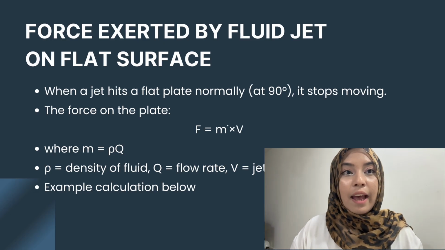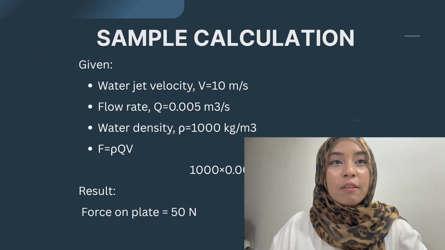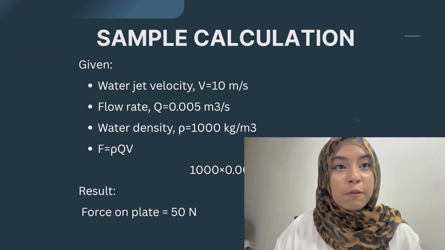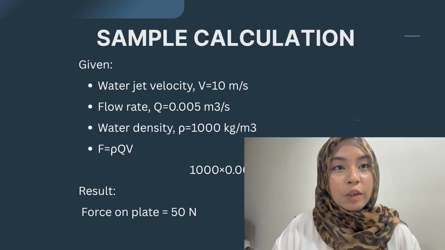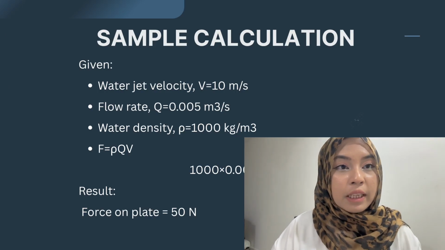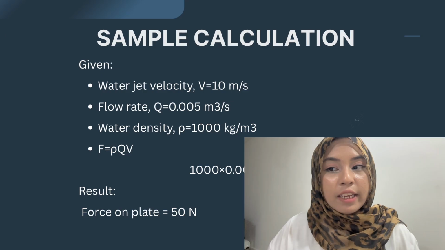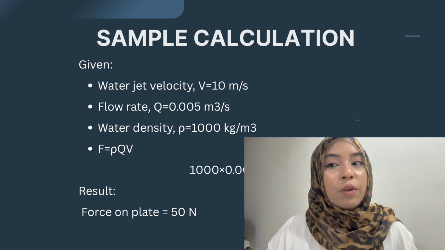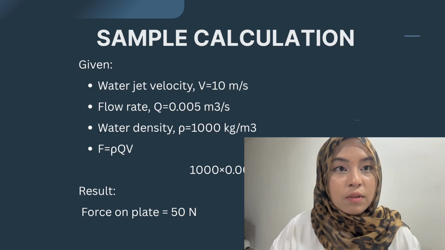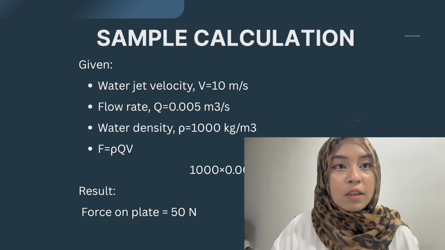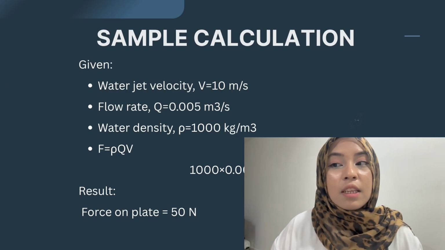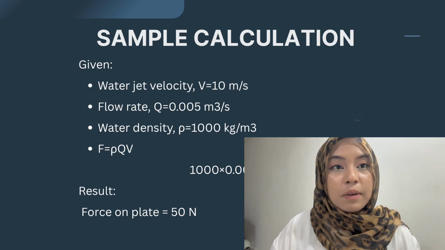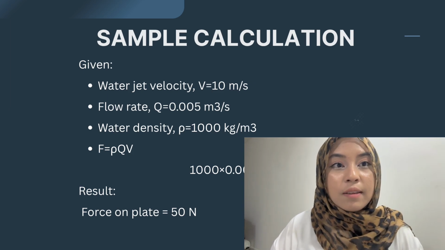Let's see a simple example. For example, if water flows at 10 meters per second with a flow rate of 0.005 cubic meters per second and the density is 1000, we get force equals 1000 times 0.005 times 10, which gives 50 newtons. So the plate experiences a 50 newtons force.